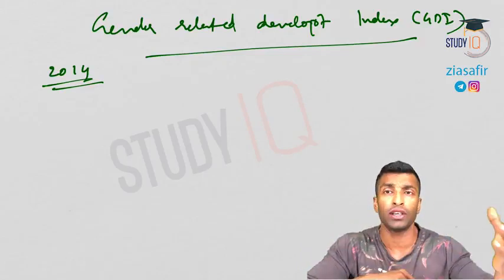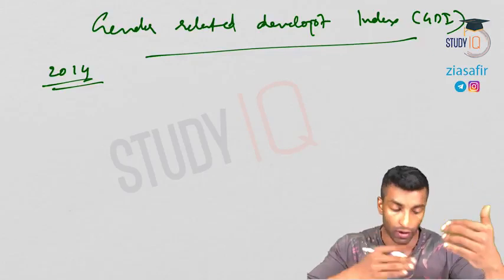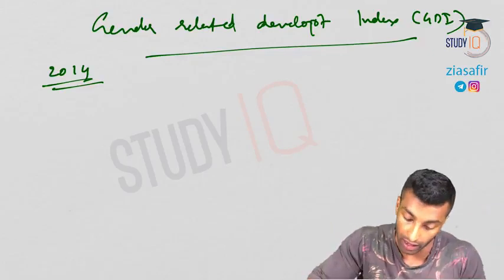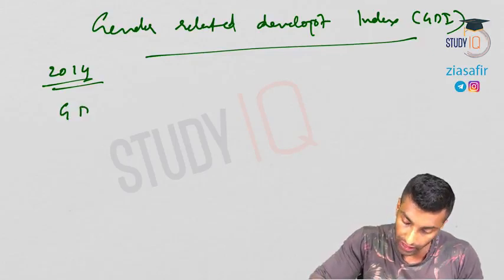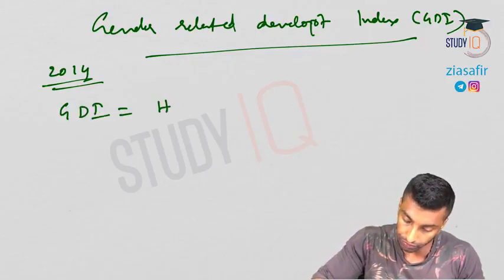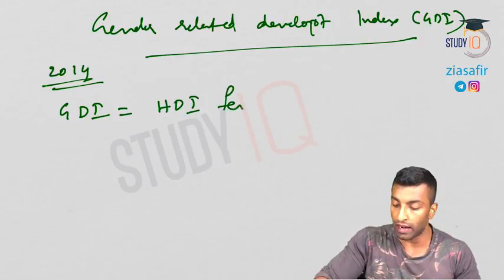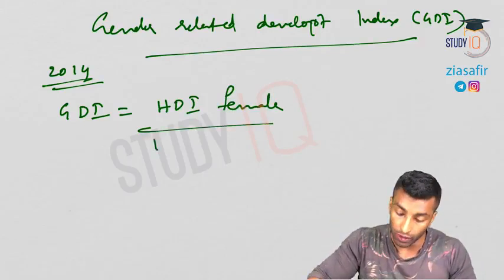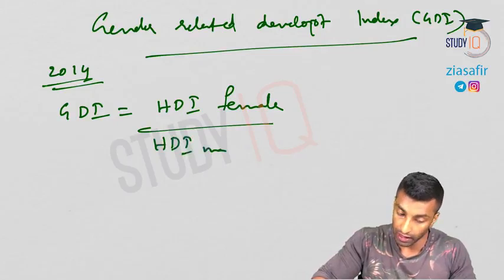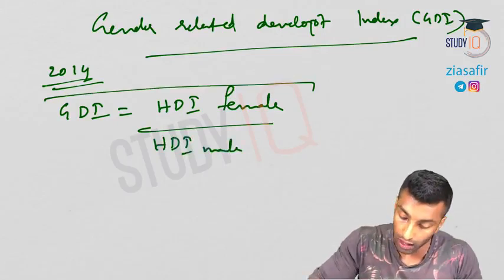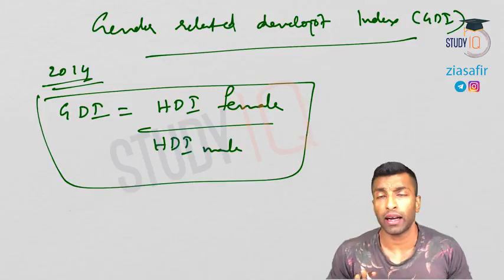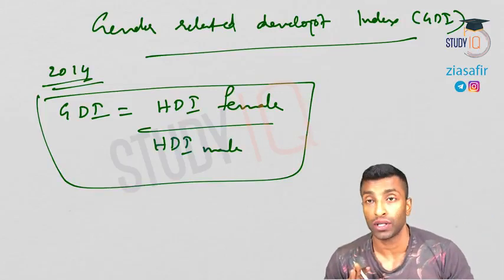First you will calculate HDI for male, then you will calculate HDI for female, and then you will take the ratio, HDI female divided by HDI male. So here, GDI will be equal to HDI female over HDI male. So first you calculate HDI for female separately, then you calculate HDI for male separately, and then you can measure the GDI. Okay, so the same indicators of HDI are what is used here.